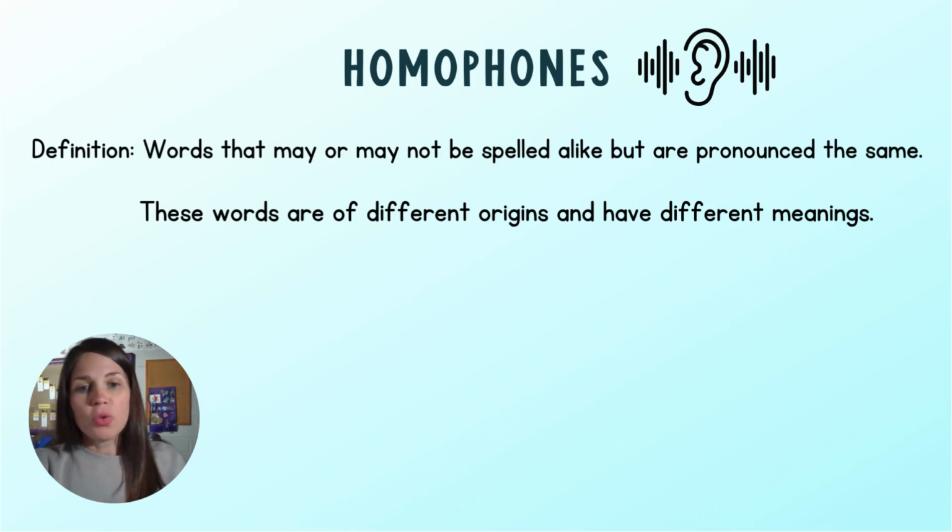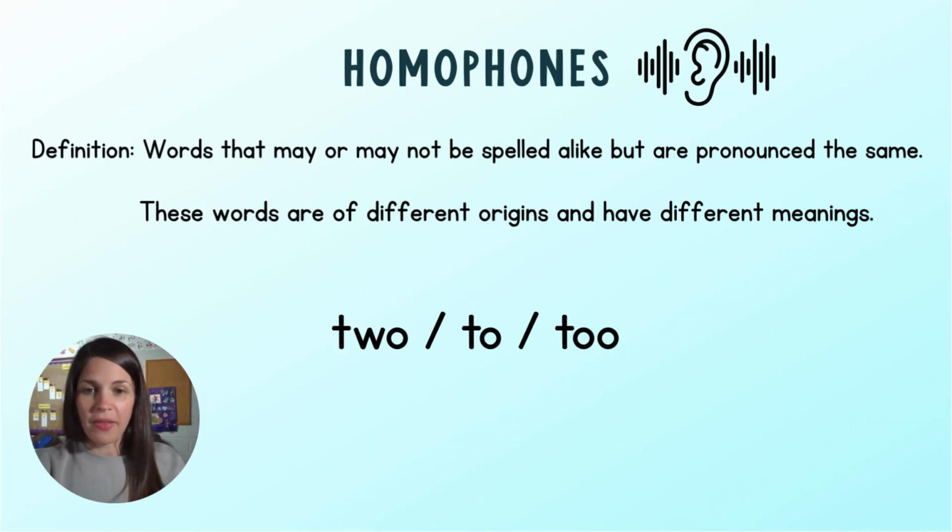Okay, we have the word two, and two. These are three separate words with three separate meanings. But unless you have context or unless you see the spellings, you can't differentiate between the different words because they sound the same. That's why they are called homophones.